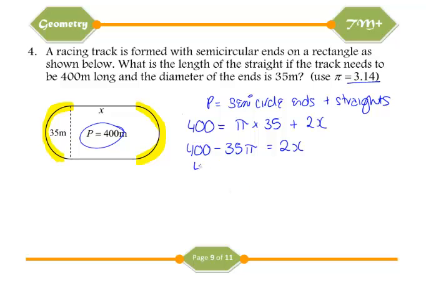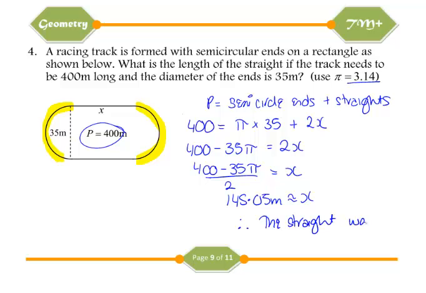Divide both sides by 2. Why am I not working this out until I go? Well, it means I'm not going to have to approximate until the very end. So 400 minus 35 pi, divided by 2, and pi is 3.14. So if you plug that in your calculator, you get approximately 145.05 metres. So therefore, the straight would be approximately, so it's not exactly, 145.05 metres long.